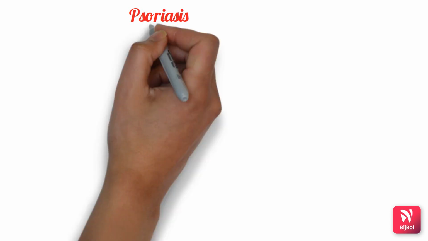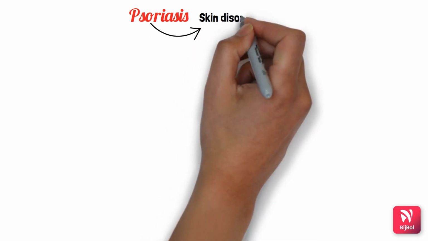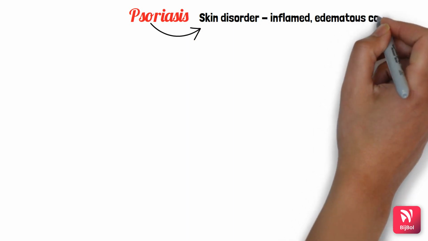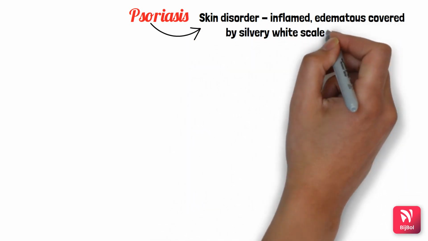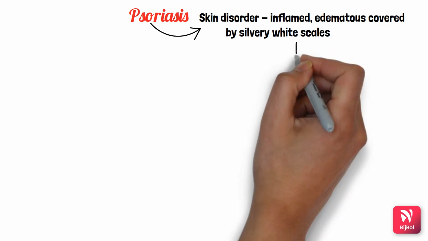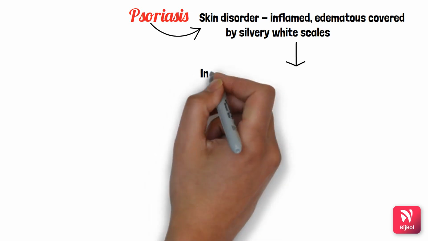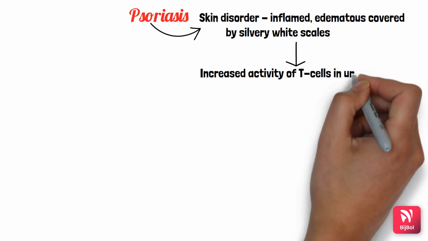It is also one of the skin disorders wherein the tissue, that is the skin, will appear inflamed and edematous. But this inflamed and edematous area will be covered by silvery white scales. This silvery white scale appearance is very characteristic of psoriasis. Why does it occur? Because of the underlying increased activity of T cells in the skin, because of the increased activity of the T lymphocytes.